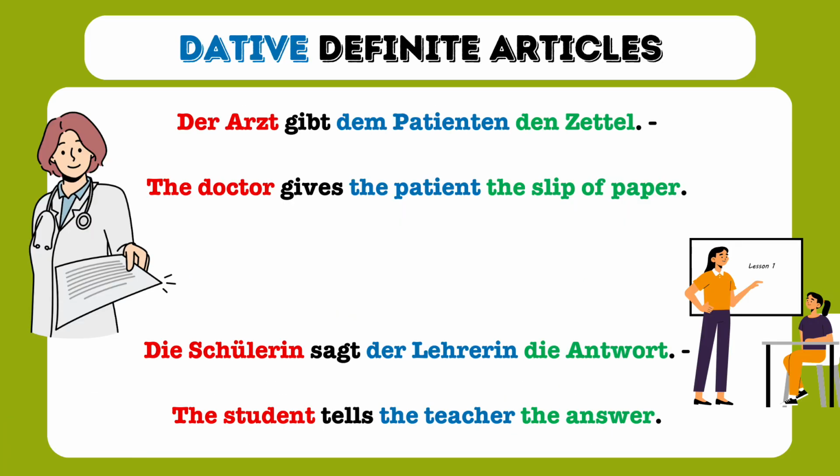Here are a few examples of indirect objects with definite articles. Der Arzt gibt dem Patienten den Zettel. The doctor gives the patient the slip of paper. Die Schülerin sagt der Lehrerin die Antwort. The student tells the teacher the answer.